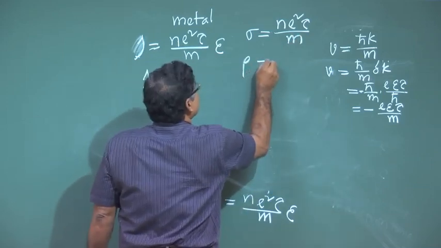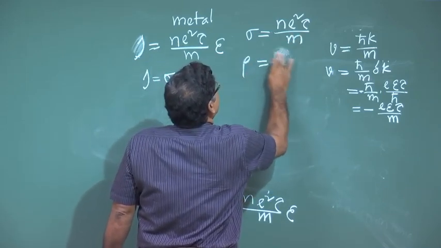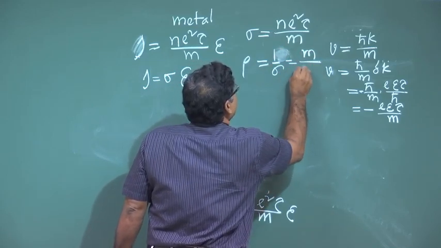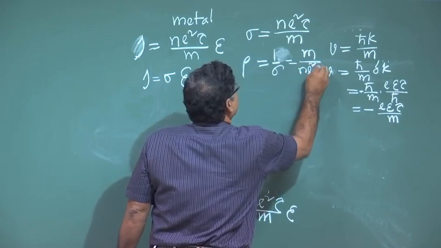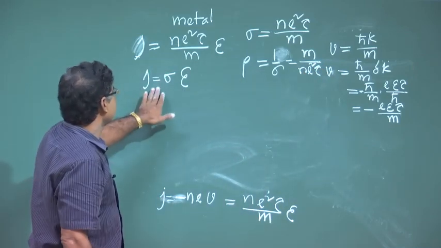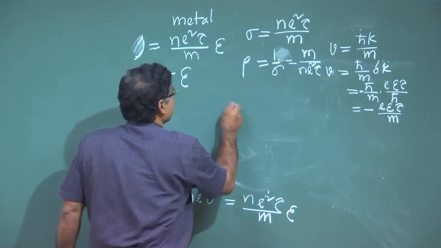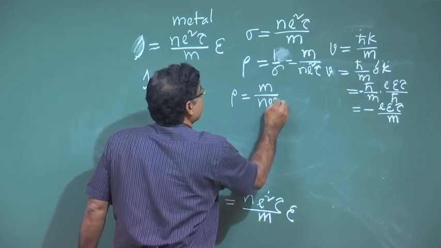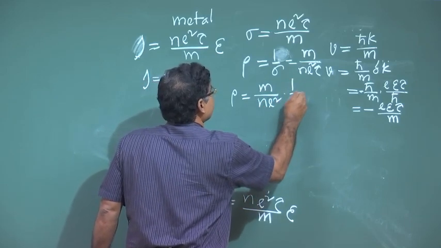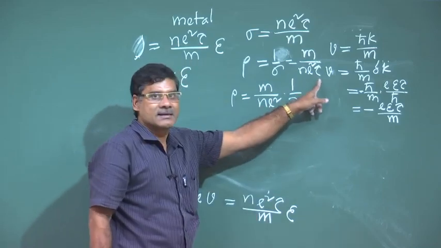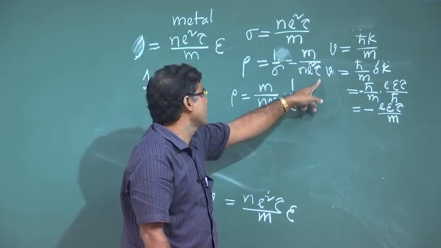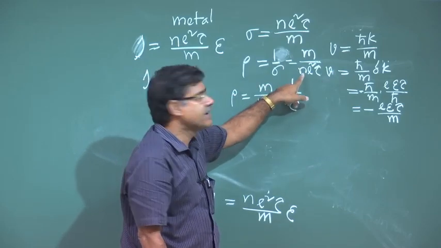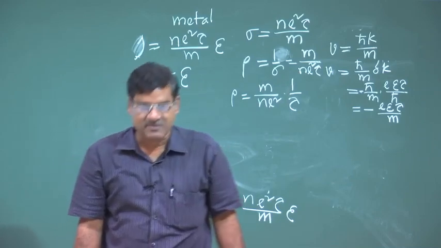So resistivity rho equals 1 by sigma equals m by n e square tau. One thing is clear: resistivity depends on m by n e square, into 1 by tau. So the collision time, the relaxation time, is also very important. And of course n, the density of carriers, is there too.